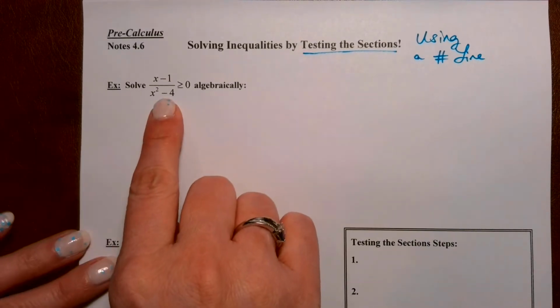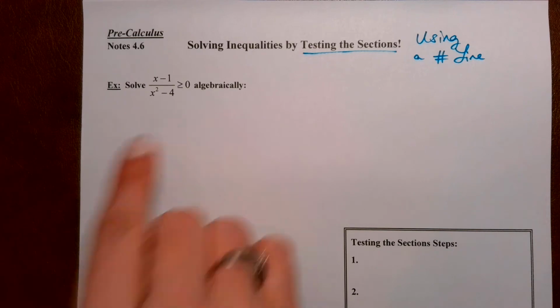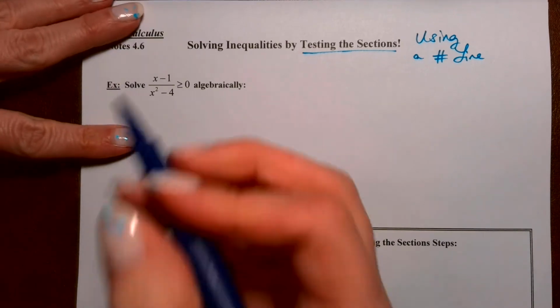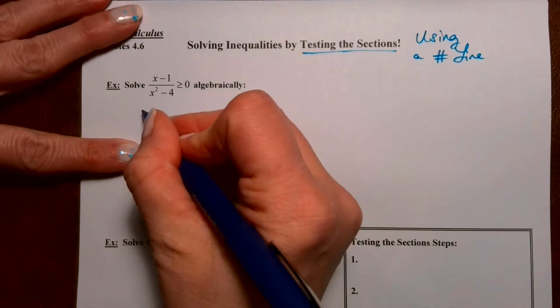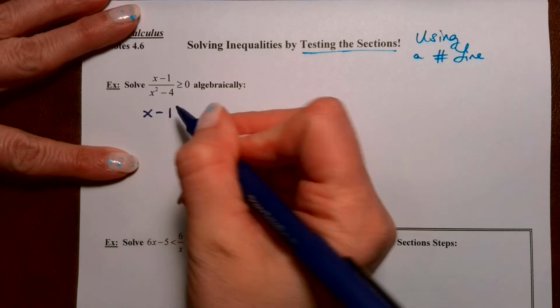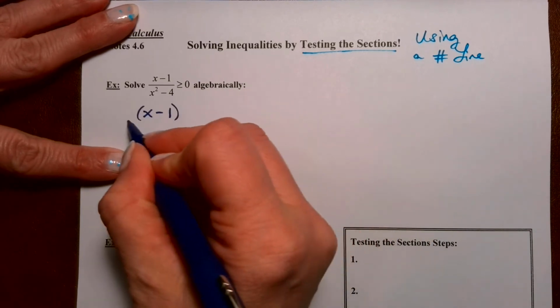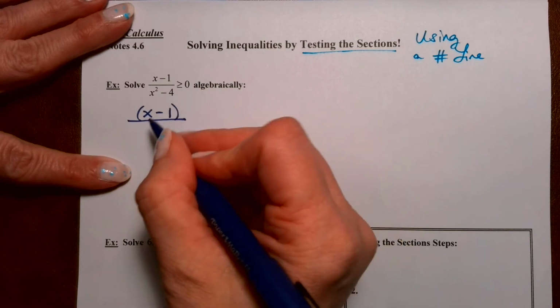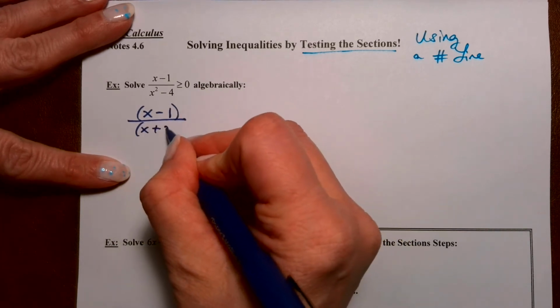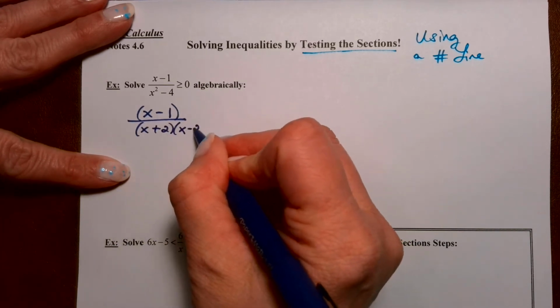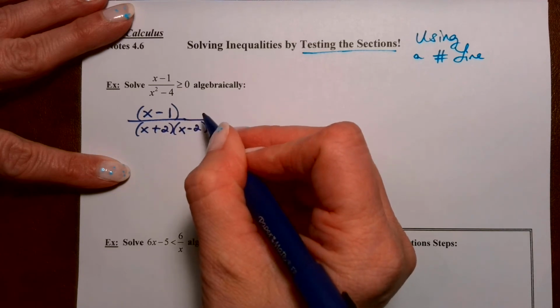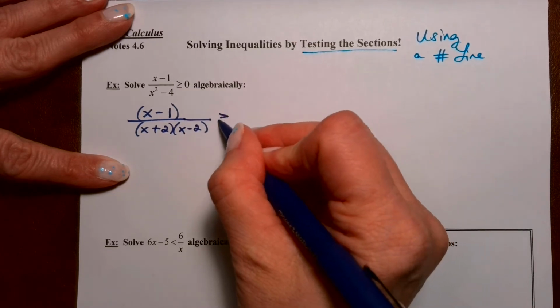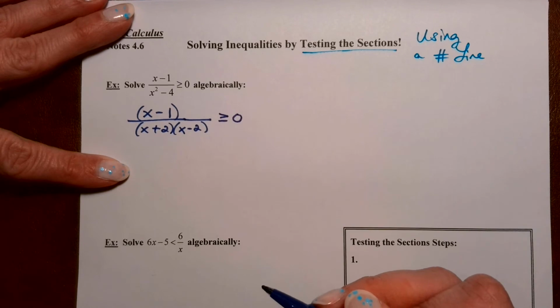So I'm going to take a look at this first example right here. The first thing that we're going to do, of course, is factor. So the numerator is already the quantity x minus 1. The denominator is a difference of squares, x plus 2 times x minus 2. Okay, and then we have greater than or equal to 0.